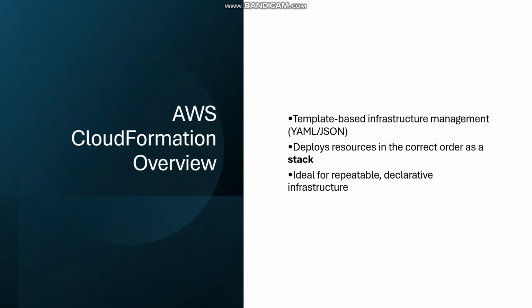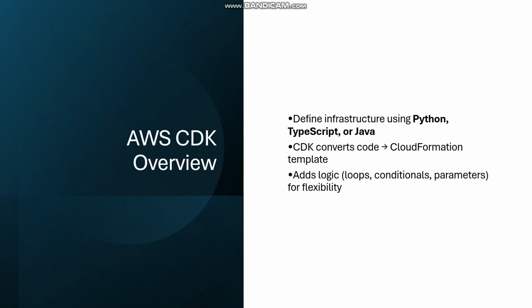The AWS CDK, on the other hand, lets developers define that same infrastructure using familiar programming languages like Python or TypeScript. Behind the scenes, CDK compiles your code into a CloudFormation template and deploys it. This means you can use programming features like loops, conditions, and variables to create reusable, dynamic infrastructure.